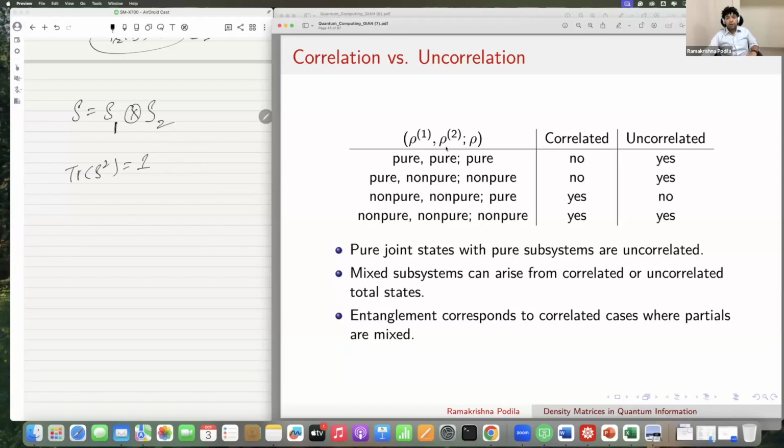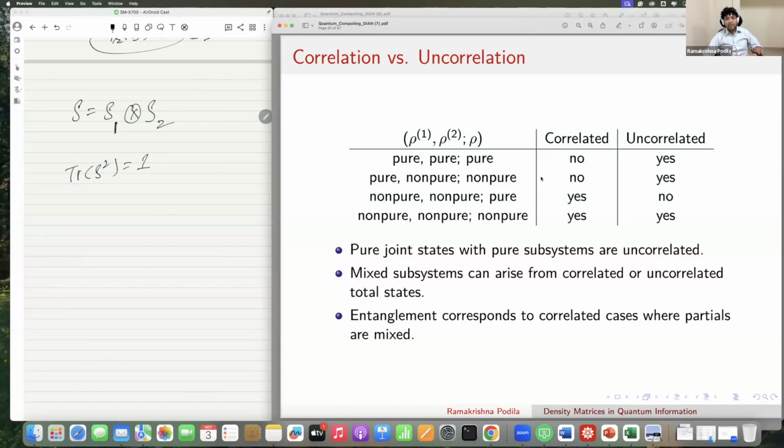So if rho 1 is pure and rho 2 is pure, rho is pure. But this doesn't mean that they are correlated. They are always uncorrelated. That means both are pure states, they're separable, they're independent, and so there are no correlations. If one state is pure and the other state is non-pure, the total state that results is also not pure.